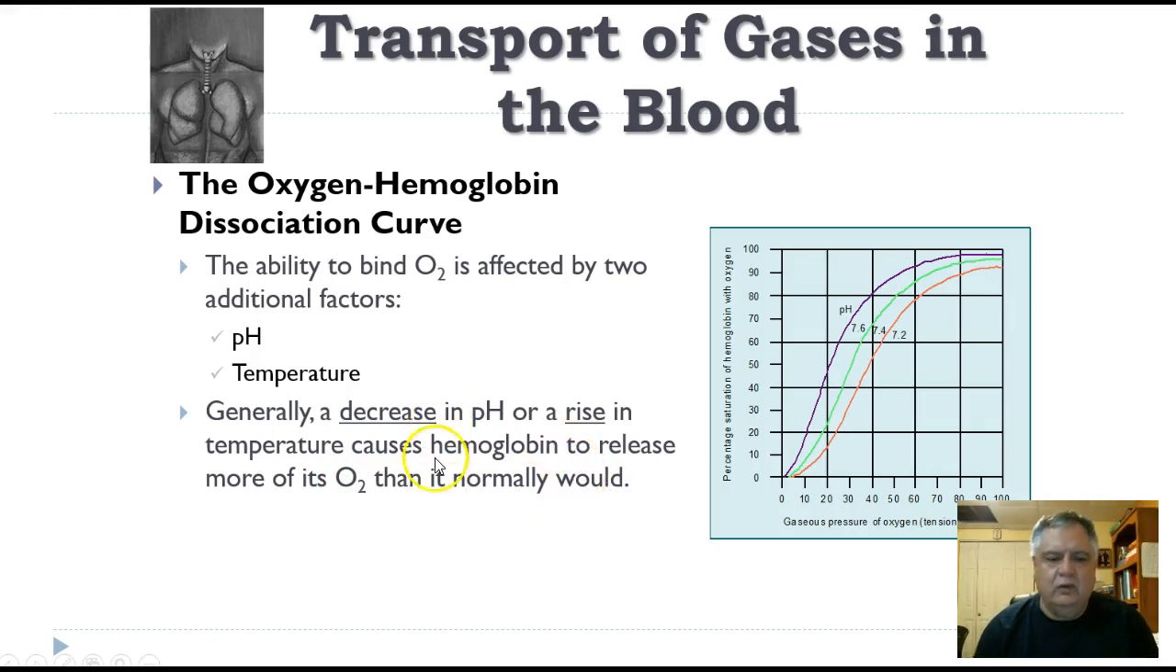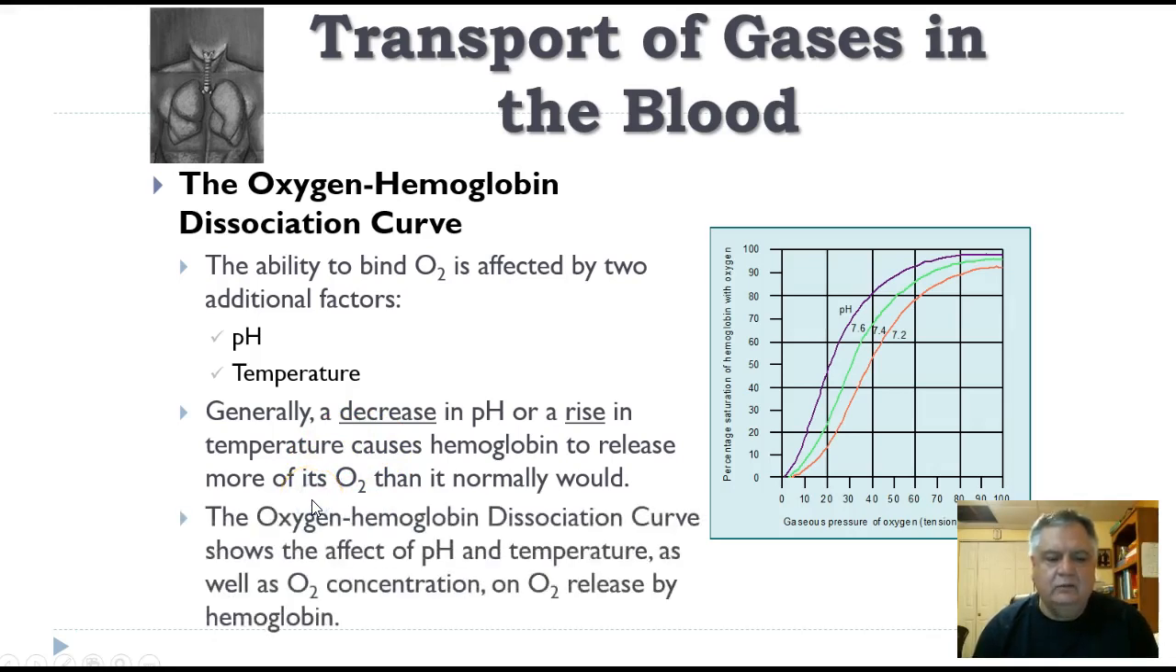So let's take a look at this in the case of temperature first. Notice that a rise in temperature causes an increase in the release of oxygen. So there's a direct relationship there. The warmer a tissue is, the more active it must be. The more active it must be, the more oxygen it must require to remain active. So this fits. The warmer it is, the higher the temperature, the faster the hemoglobin releases the oxygen, and more oxygen is delivered into that warmer tissue.